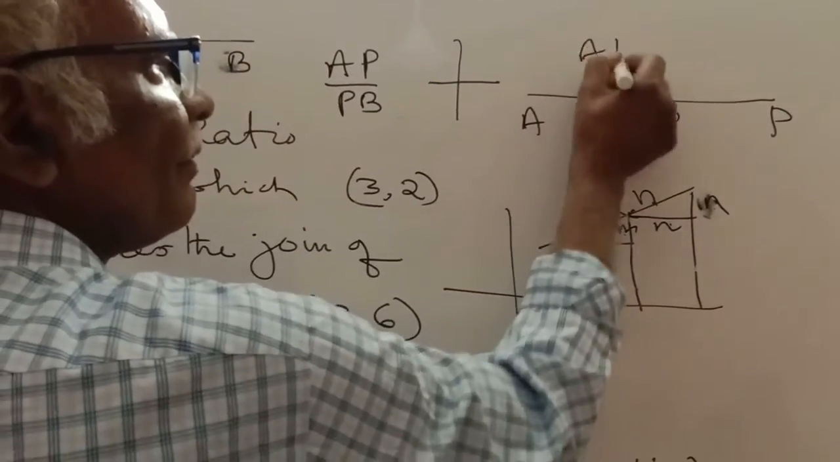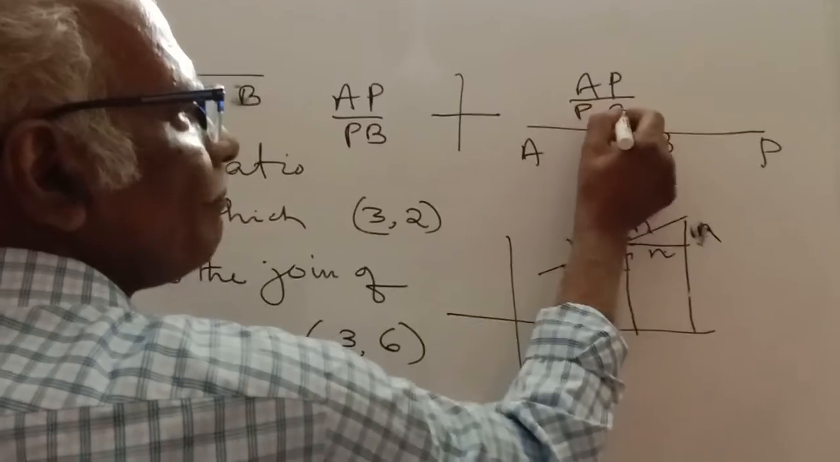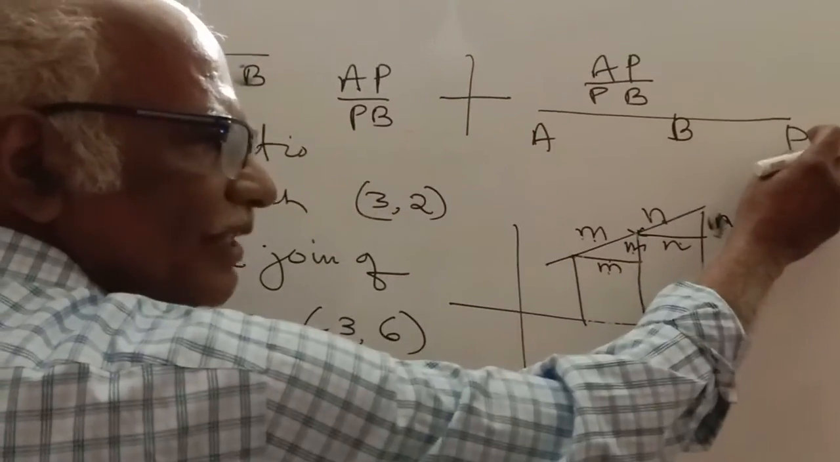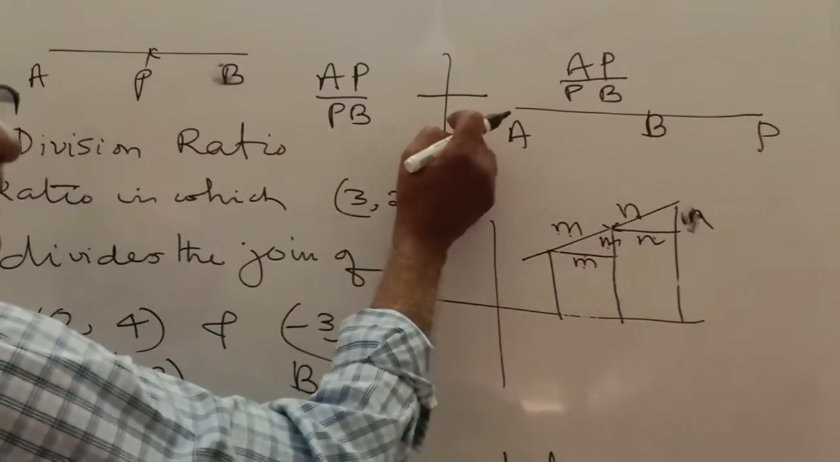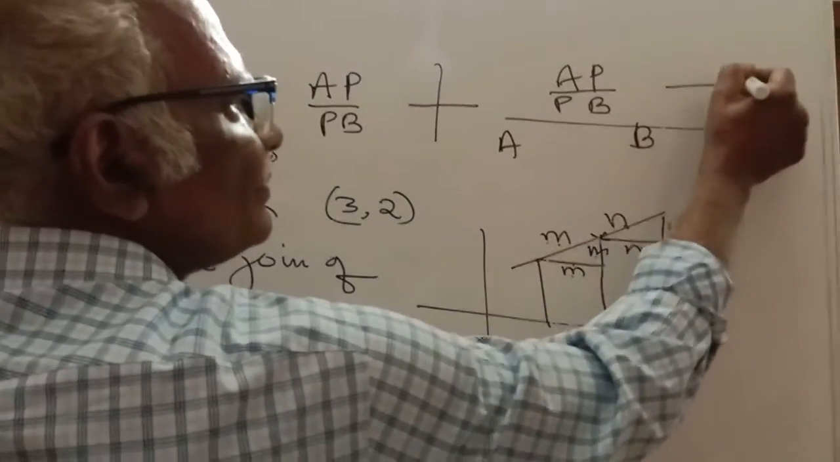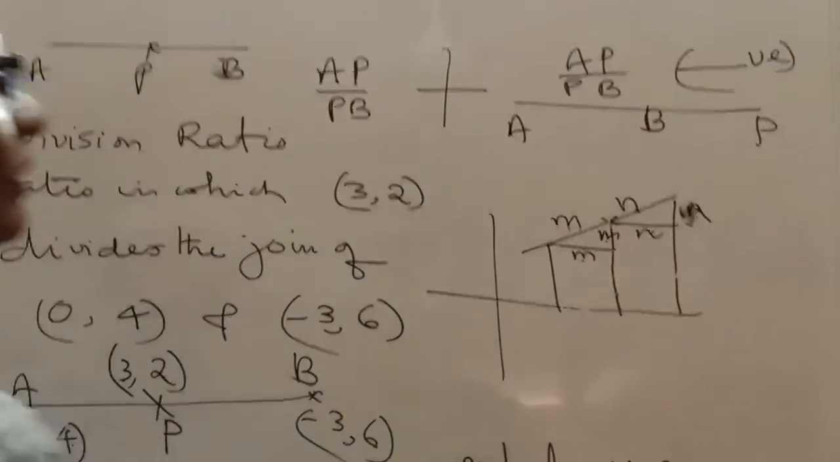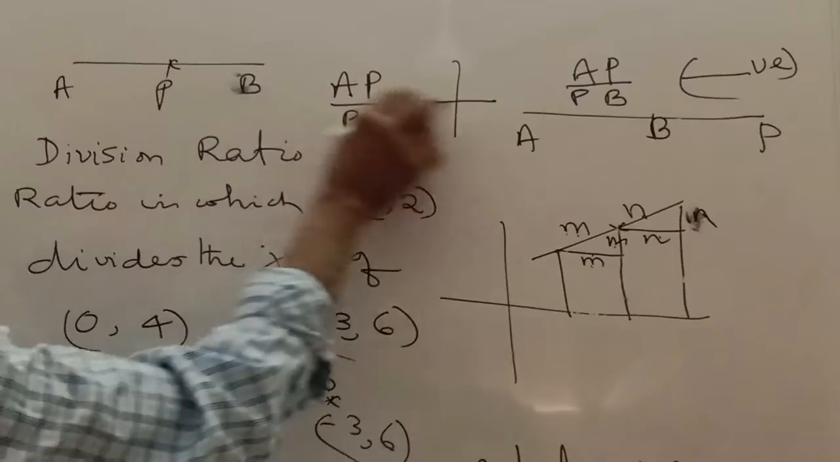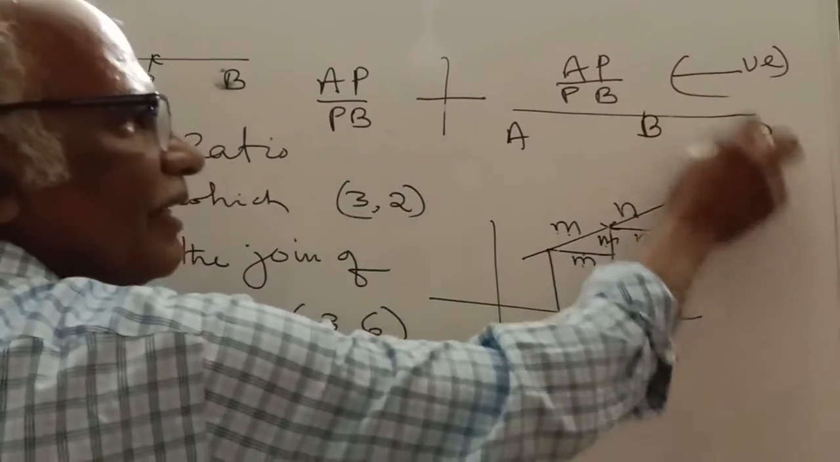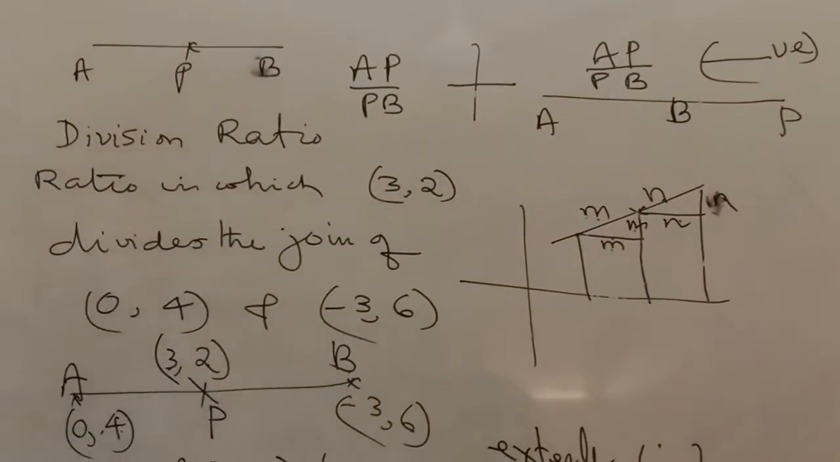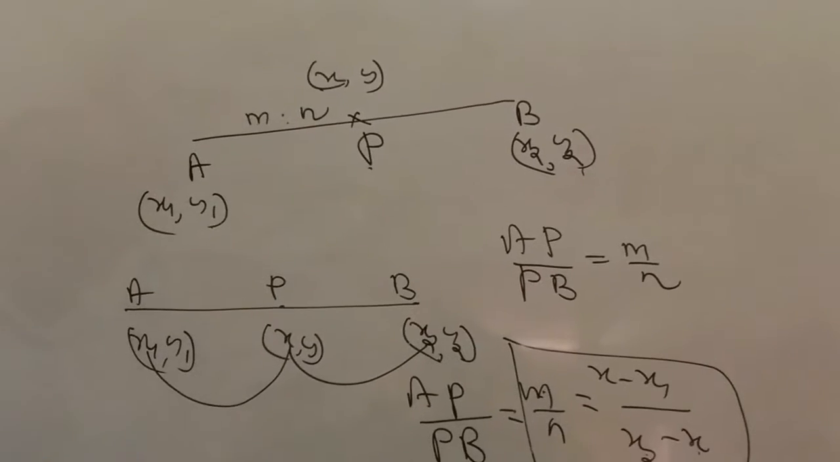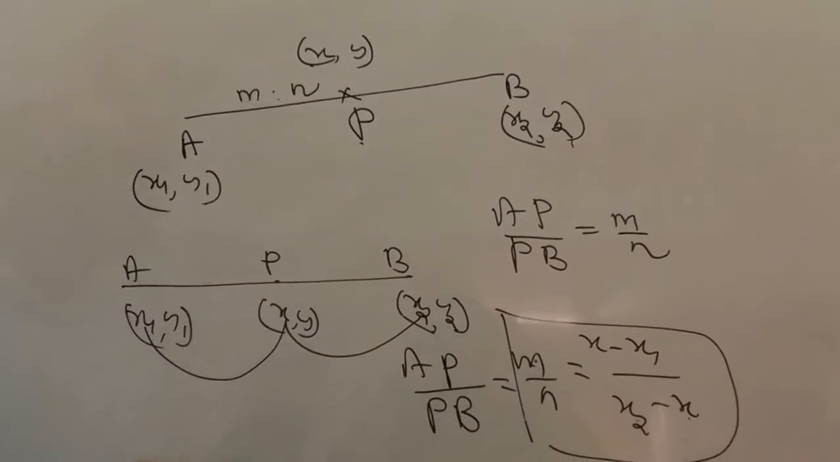Here, AP by PB. AP is towards that, PB is in the opposite direction, so it is negative. So for internal division, the ratio is positive. For external division, the ratio is negative. Okay, now we consider application of slope.